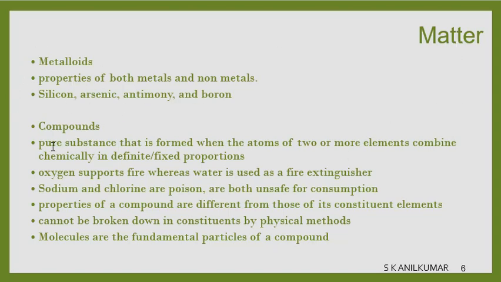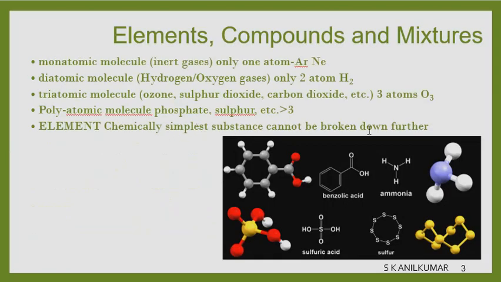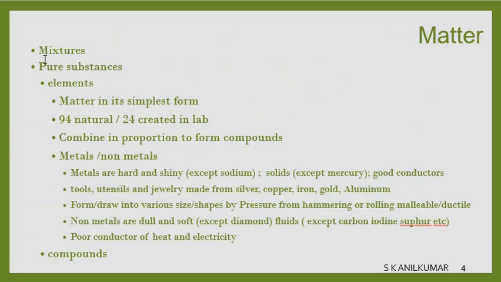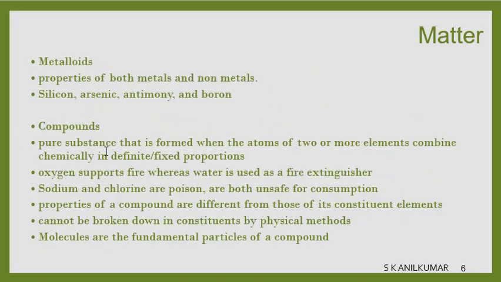What is a compound? A pure substance that is formed when atoms of two or more elements combine chemically in definite and fixed proportion. Elements are chemically simplest substances that cannot be broken down. Elements are called pure substances because it is matter in simplest form, right? But what is a compound? A compound is a pure substance that is formed when atoms of two or more elements combine in fixed or definite proportion.